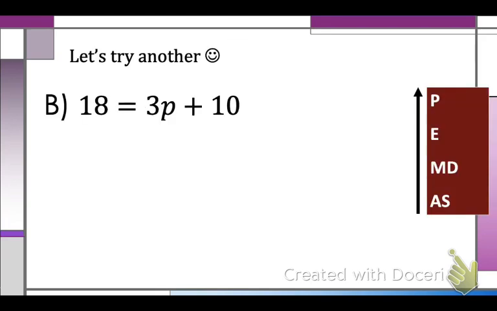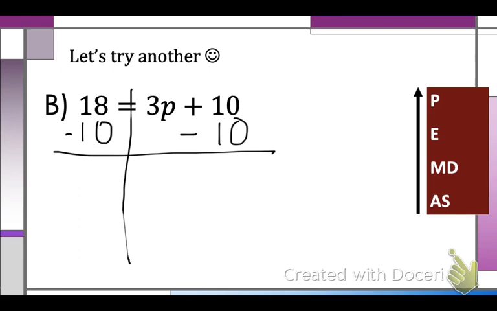Okay, let's try another one. So line down the middle. We have 3p plus 10 on the right side, which means I need to get rid of stuff on the right and move it to the left. So I'm going to subtract 10 to start because that's the opposite. 18 minus 10 is just 8 equals 3p. Okay, then I need to divide both sides by 3.